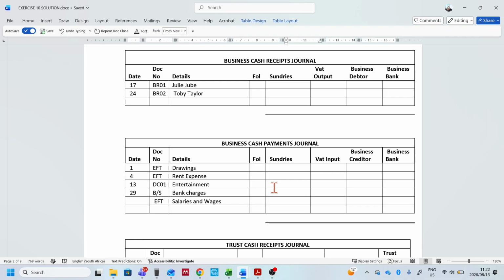So we need a column for creditors. Every time we buy, we'll be charged VAT, so we also need a column for VAT input. Then for things that we do not regularly buy, we're going to create a column for sundries. The name of the account will be in details, to explain which type of account we are actually paying for. So in your cash payment journal, your business bank is being credited, and the rest of the other accounts are being debited.